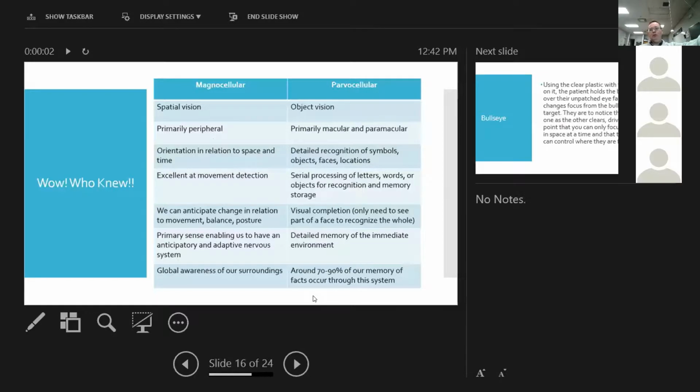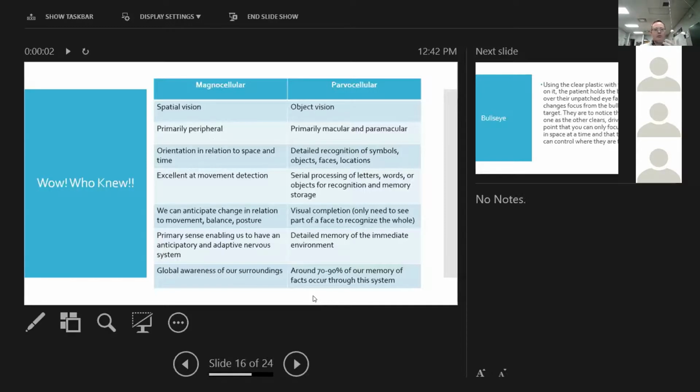Whoa, who knew all these different things could be done through the magnocellular system and through the parvocellular system. I'll give you just a moment to look at that. But the main thing, since we're dealing with accommodation, is to pay attention to that parvocellular system, okay? It's our object vision, identifying what things are. It's primarily macular, okay? So we want right on that macula. And then there's a little bit off of the macula, the para-macula, and that's going to be a little bit blurrier, but it's going to hold everything in.